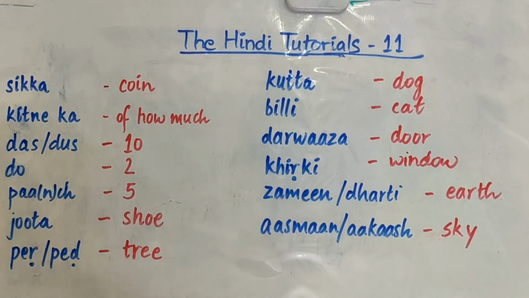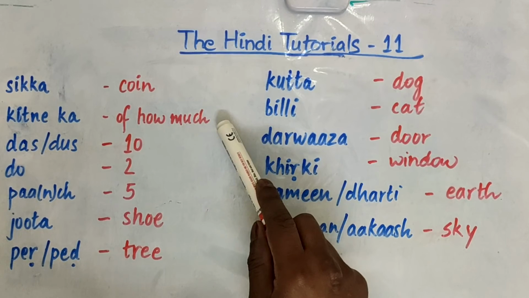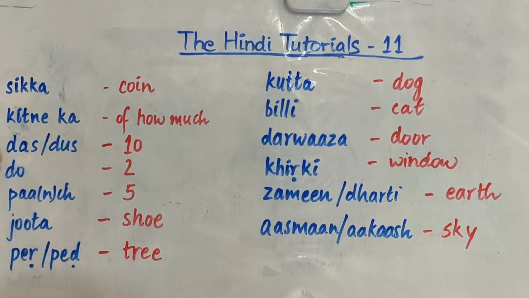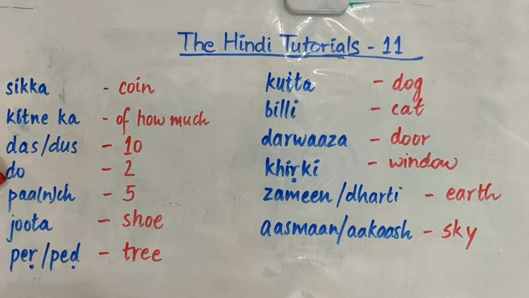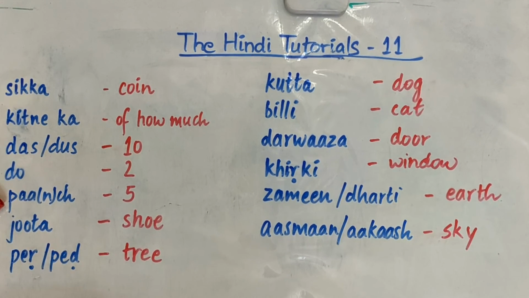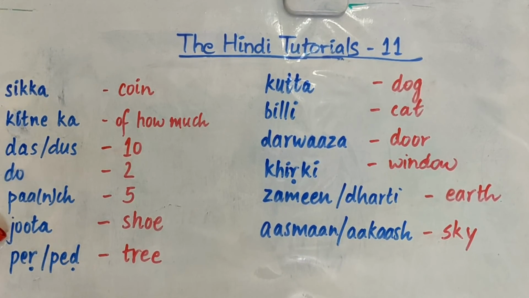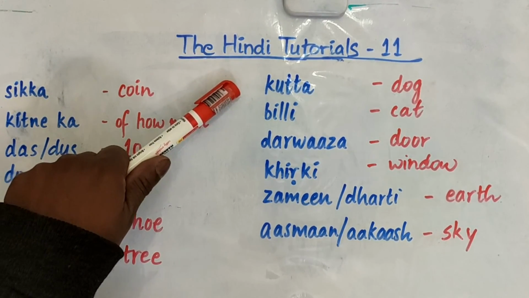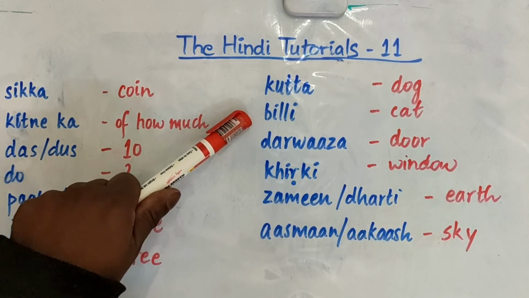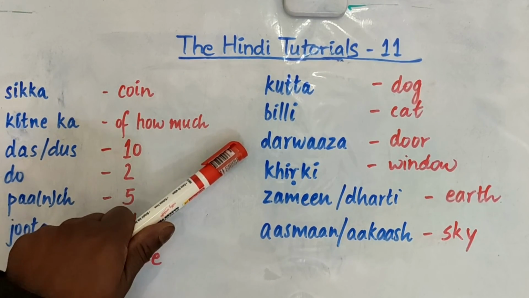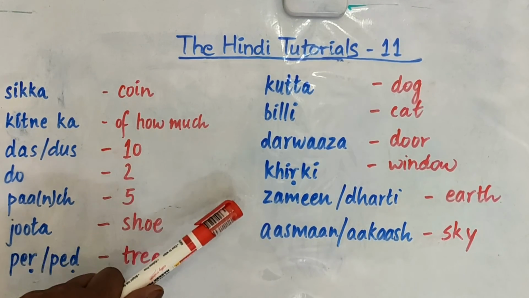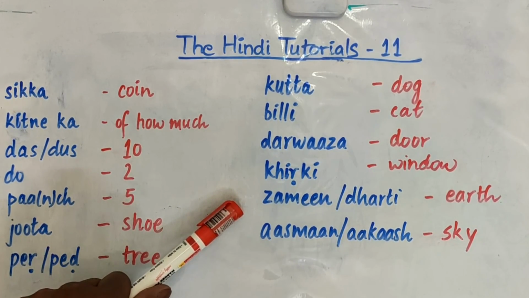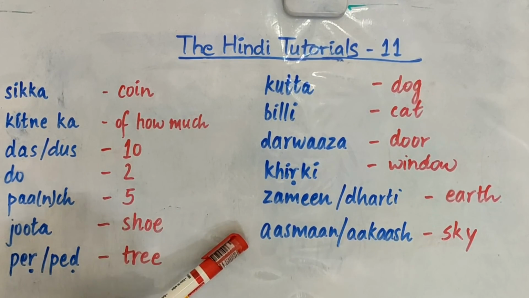Now again, we know sikka is a coin. Kitne ka means of how much. Das means 10. Do is 2. Panch means 5. Juta is a shoe. You remember that shoe? Ped is a tree. Kutta means dog. Billi means cat. Darwaza is a door. Khidki is window. Zameen or dharti is earth. And asman or akash is sky.